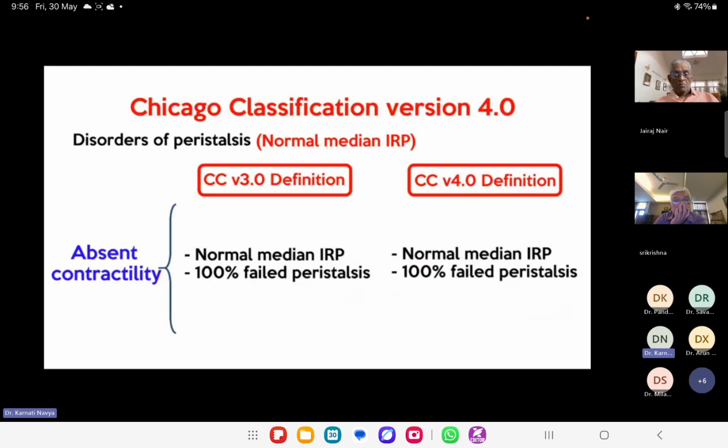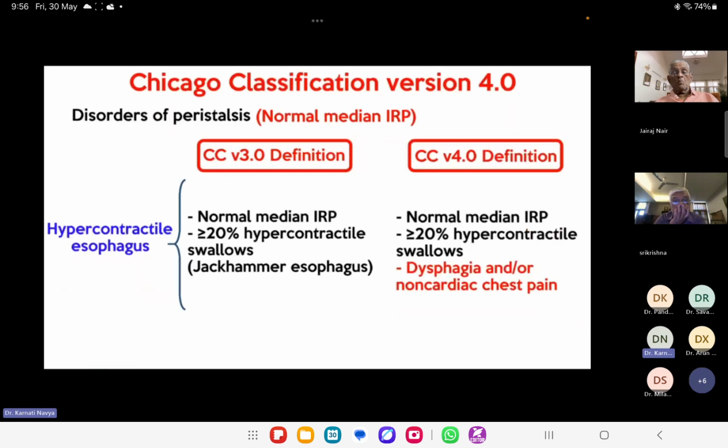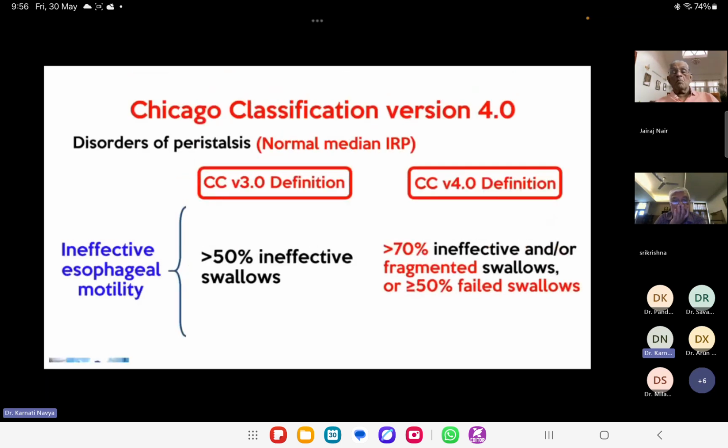In absent contractility, IRPs are normal, but there is 100% failed peristalsis. In diffuse esophageal spasm, the IRP is normal with more than 20% of swallows with spasm, usually presenting with dysphagia or non-cardiac chest pain. In a hypercontractile esophagus, more than 20% hypercontractile swallows are present with normal IRPs, usually presenting with dysphagia or non-cardiac chest pain. In ineffective esophageal motility, more than 70% of swallows are ineffective or fragmented, or more than 50% are failed swallows.